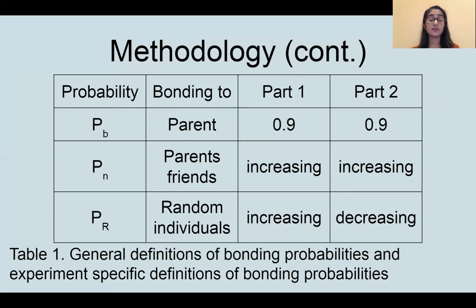The probability of the organism bonding to their parents, Pb, was kept the same the entire time at 0.9. The assumption that the organism would bond to its parents was made. Even though this isn't the case for many species, it is kept as a constant throughout the trials. This table shows the general definitions of bonding probabilities and then the experiment-specific definitions for the bonding probabilities of each part.